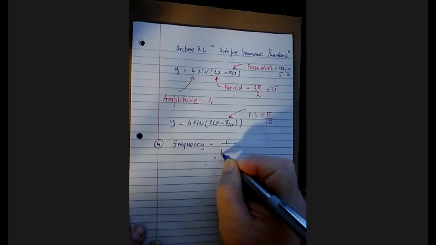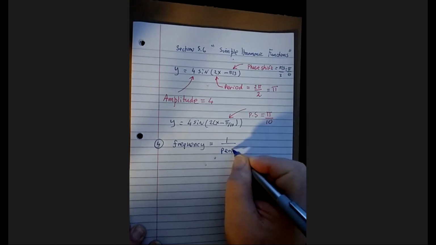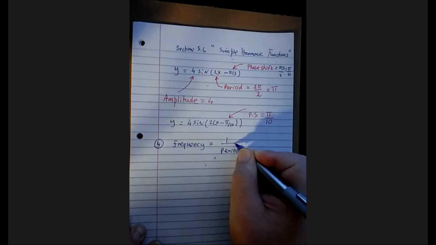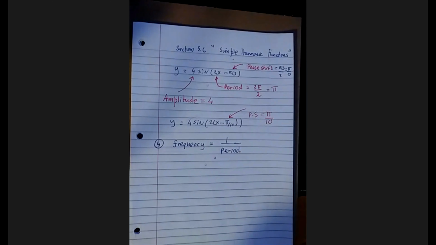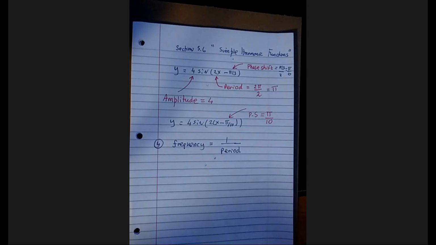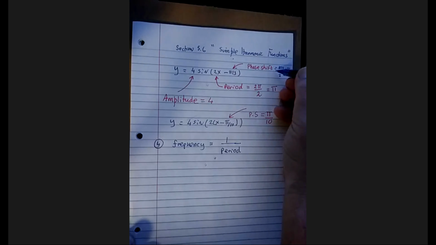The formula for getting the frequency is actually very simple. It's 1 over the period. So you've already calculated the period, so all you need to do is 1 over it. The way I think of 1 over something is as the reciprocal of the thing. So to give you an example, see this top one here?